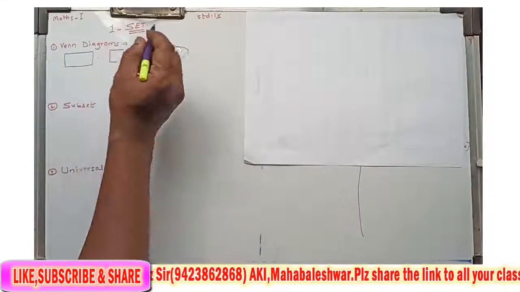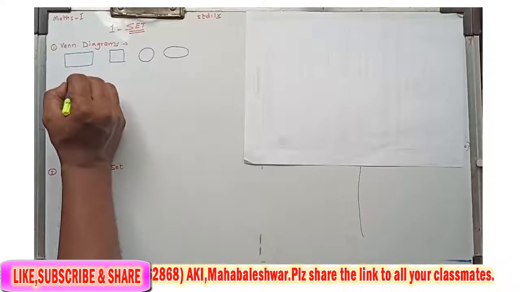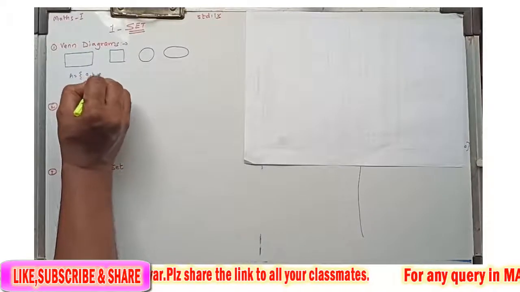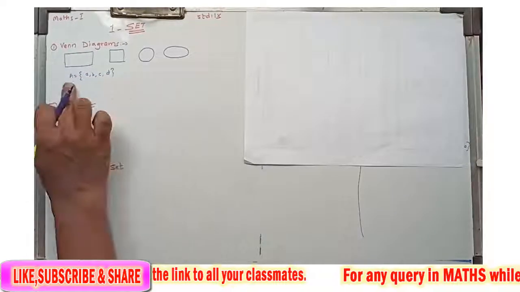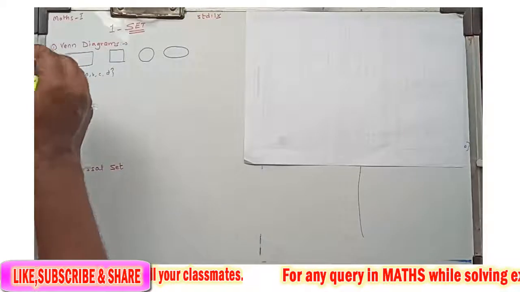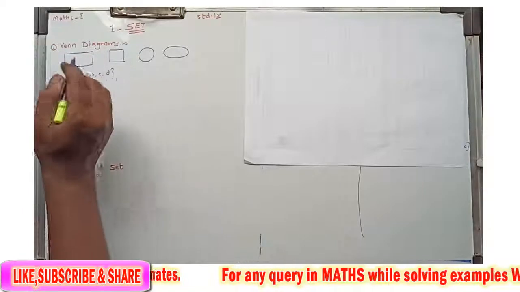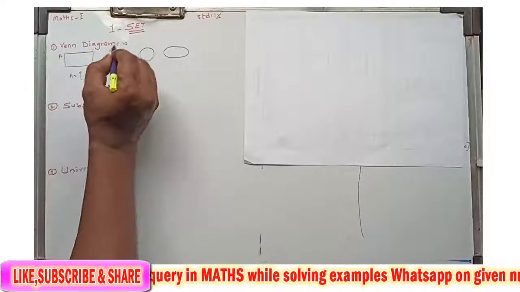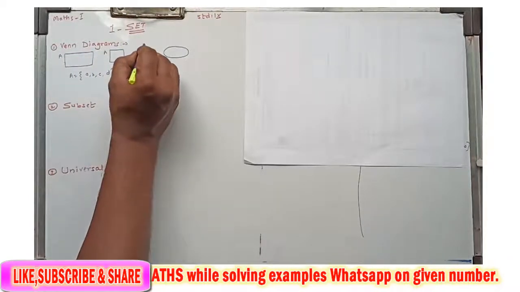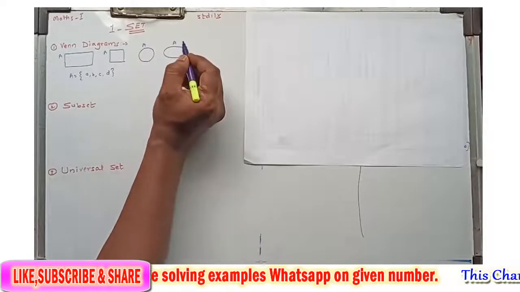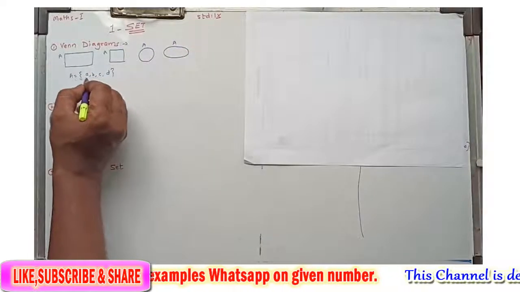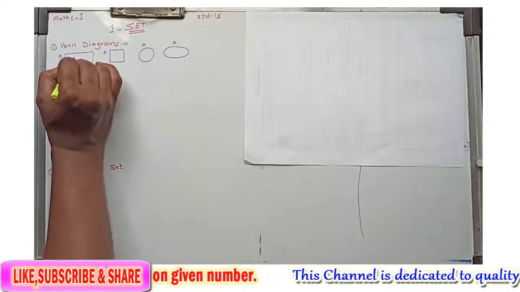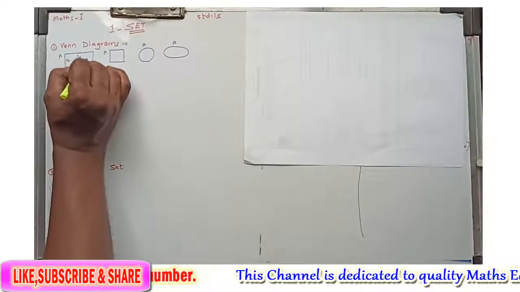For example, if we consider a set A = {A, B, C, D}, we represent this set A in a Venn diagram. Consider those four diagrams. We write the name of that set outside the diagram: A. Here this is the set A and this is the set A. And we represent the elements A, B, C, D inside each figure. So here this is point A, this is B, here C, here D.